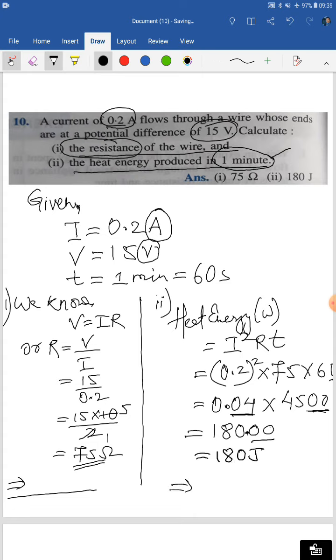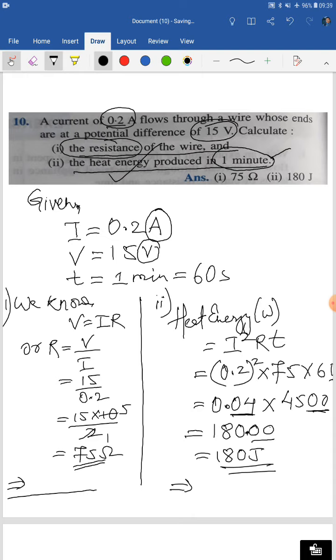So here write the statement: therefore the energy produced in 1 minute is 180 joule. Is that okay? It's a very simple numerical. Question number 10. I hope everyone has understood. If you are not able to get it, drag back the video and watch it again to understand this very simple numerical.